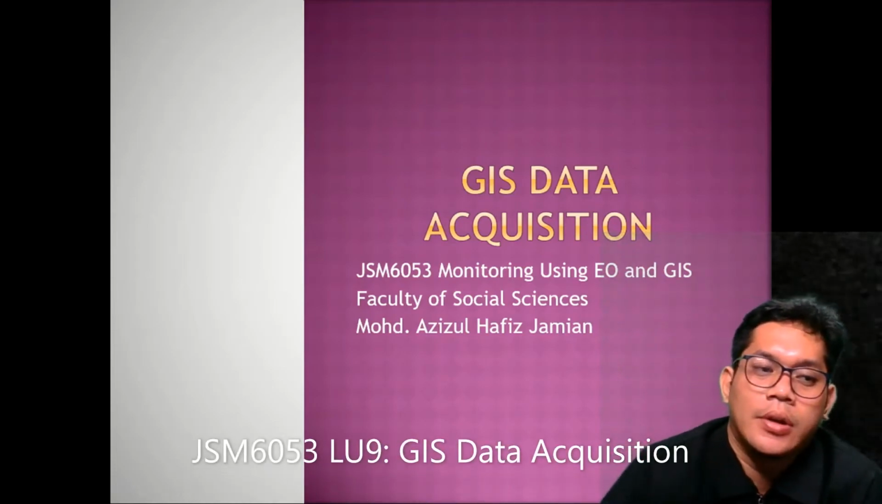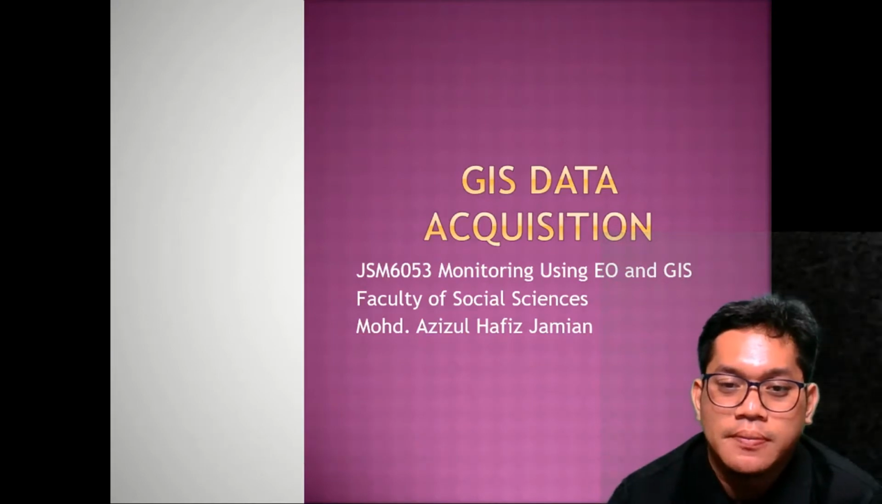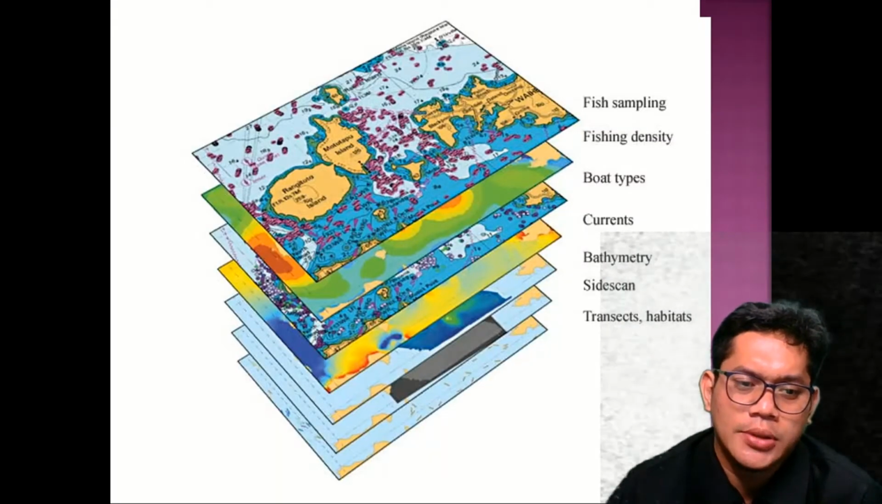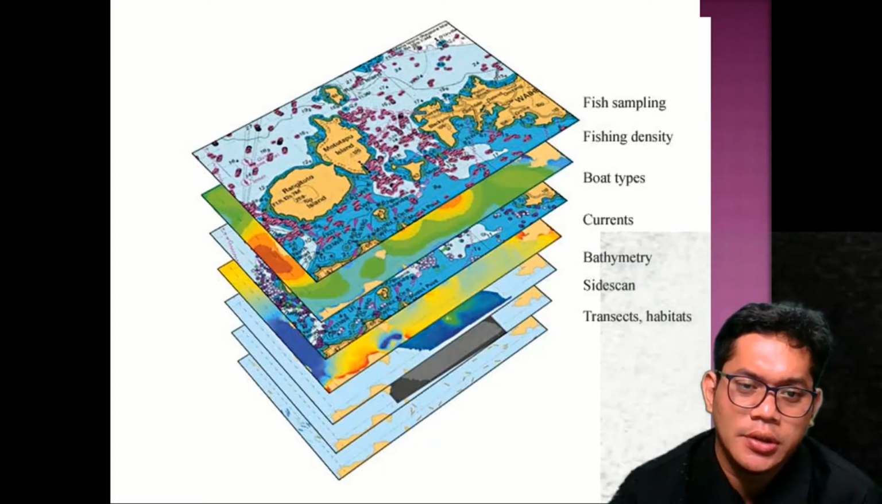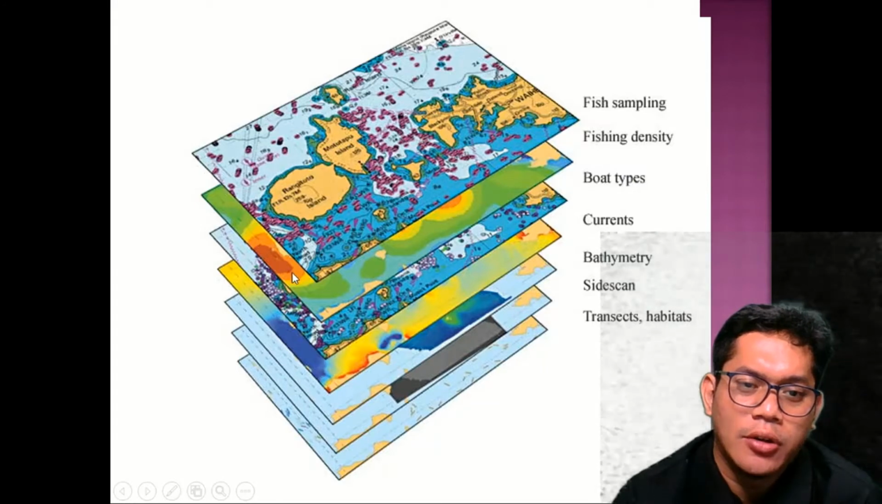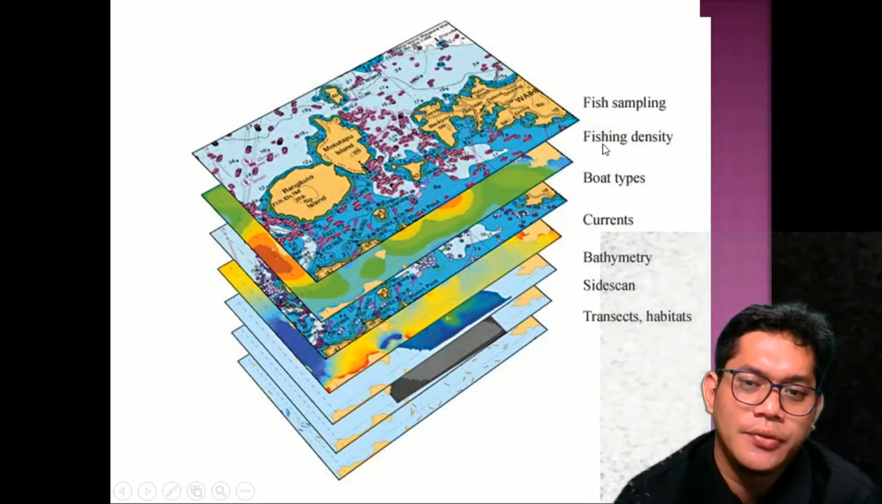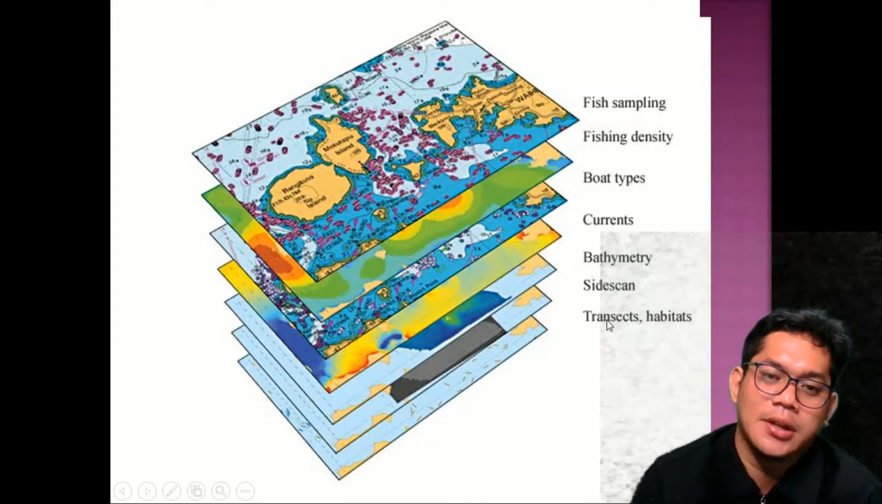Now we will discuss chapter 9, GIS data acquisition. Basically, when we talk about GIS data acquisition, examples here are the data or maps of different kinds: fish sampling, fishing density, boat types, currents, bathymetry, side scan, transect, and habitats.